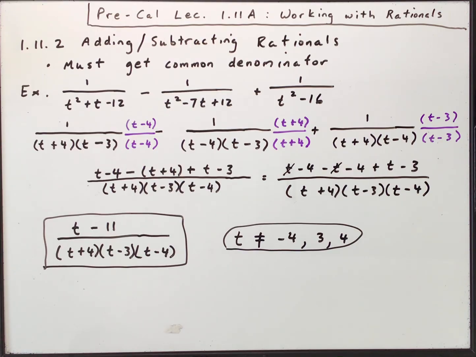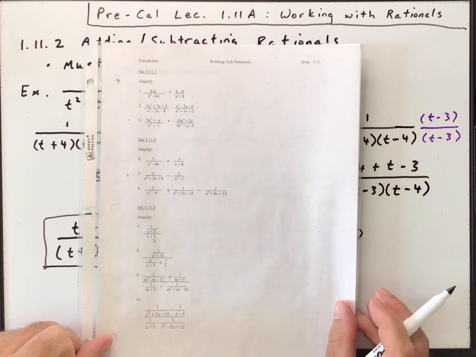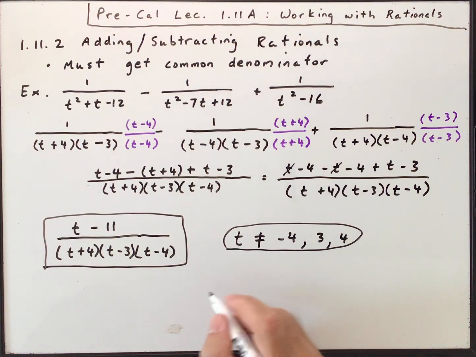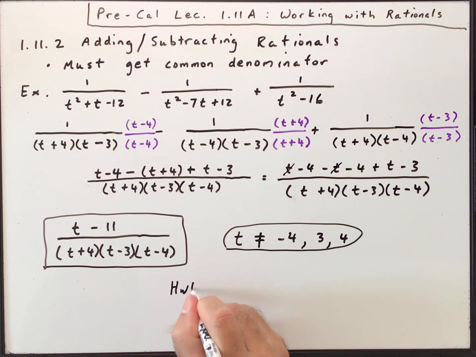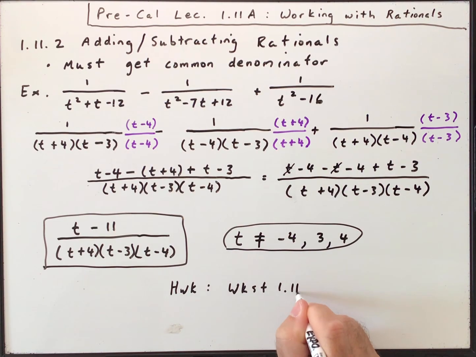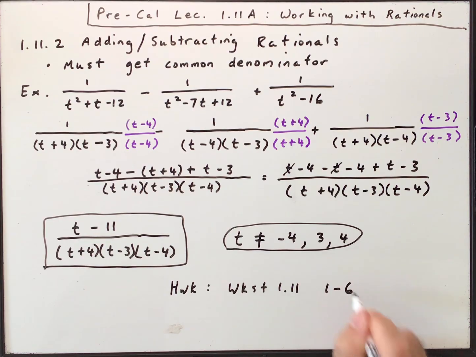So, what's your homework from this? We're not finished with 1.11, but we're going to stop here. So, your homework is from this 1.11 worksheet, and I'm going to have you do 1 through 6. All right, so your homework is worksheet 1.11, 1 through 6.